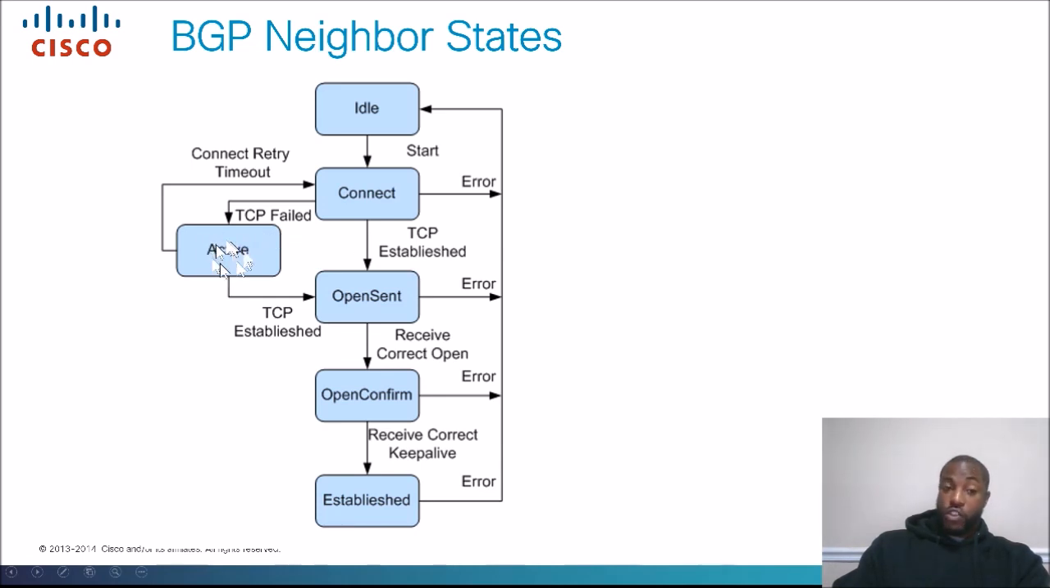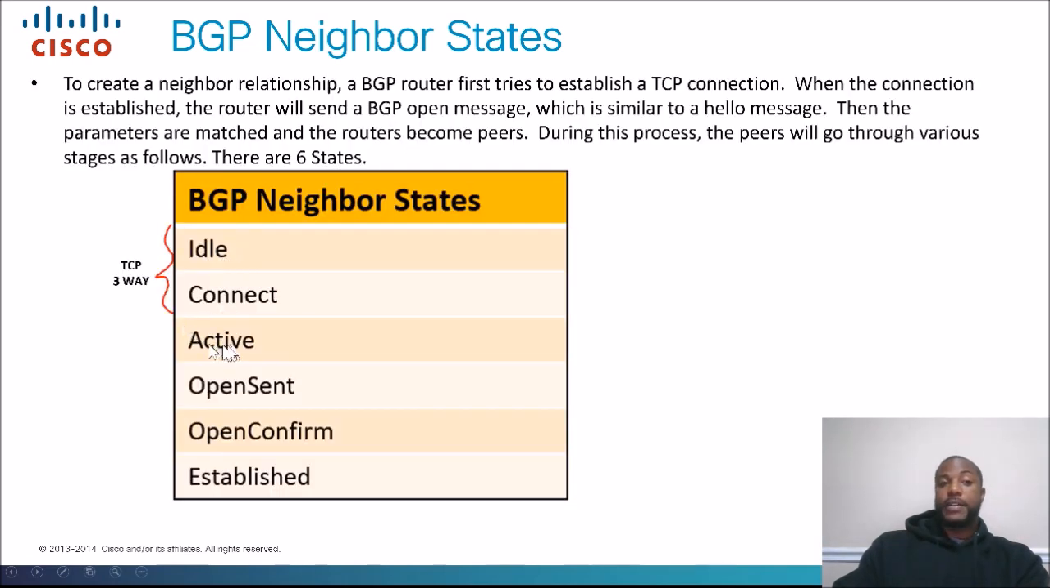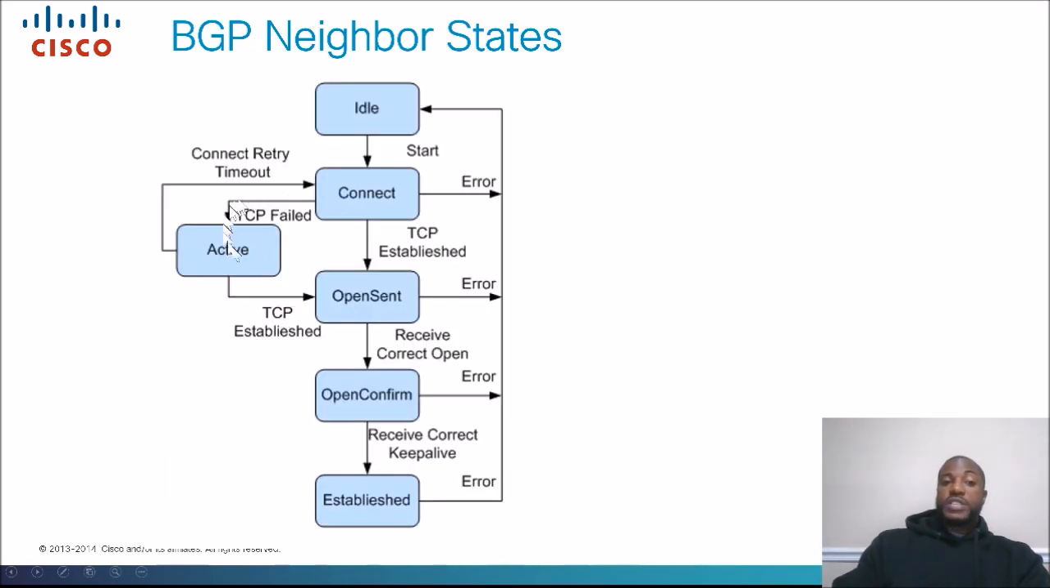Active is when there's another error, the TCP failed. It goes to active. That's why I didn't count it. So it goes to active if TCP failed, and if not, it will send a connect retry timeout and try again. If there's an error, it's going to go to idle. So you don't want to see idle. You don't want to see active when we do a show IP BGP. I'll show you that as well.